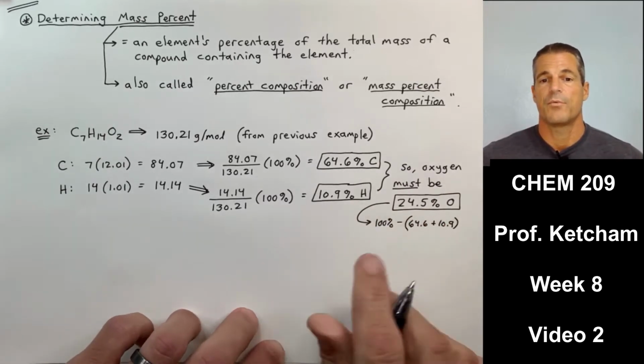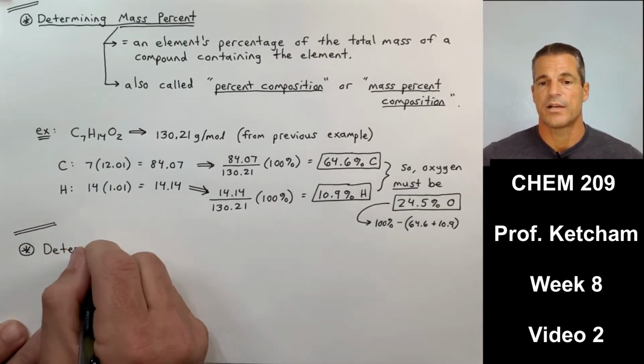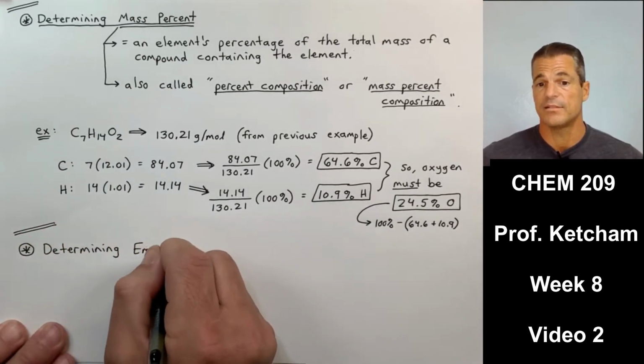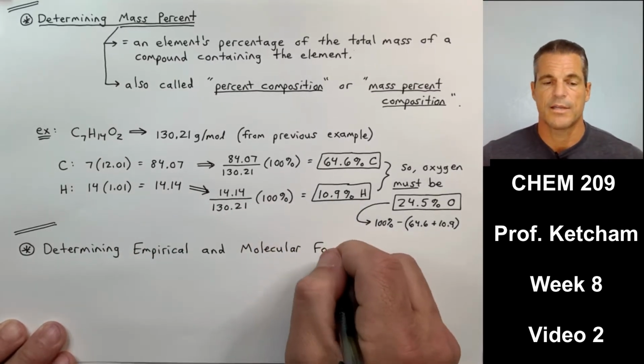Now, since we have 3 elements in the compound, we can get oxygen just by doing subtraction, right? And those 3 boxes add up to 100%. So it's just that simple for mass percent, okay?